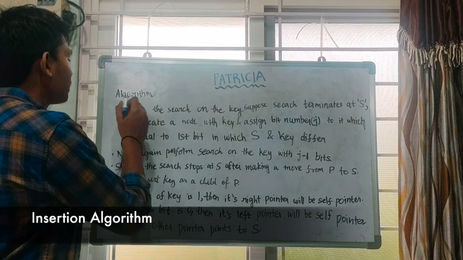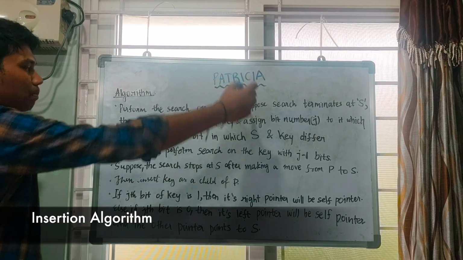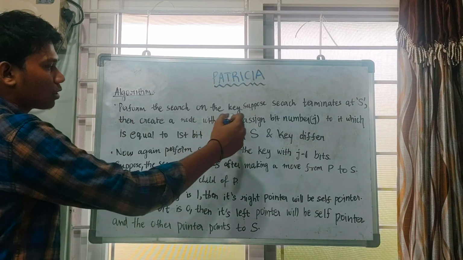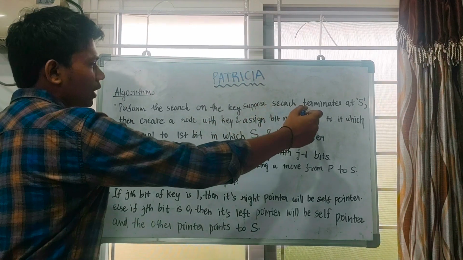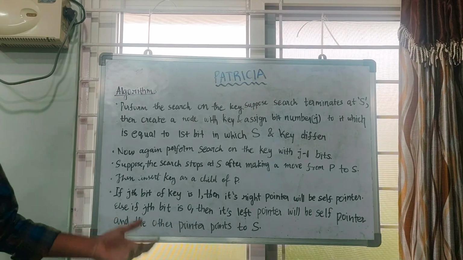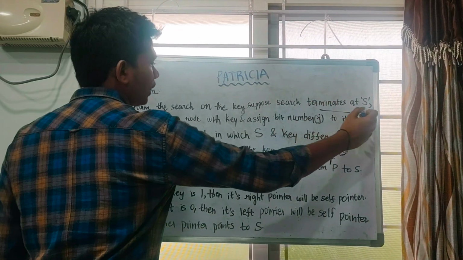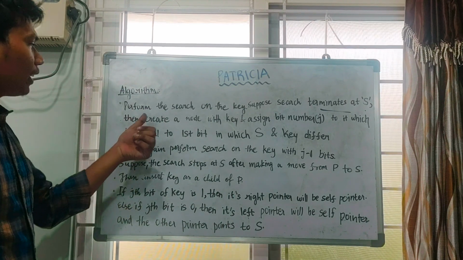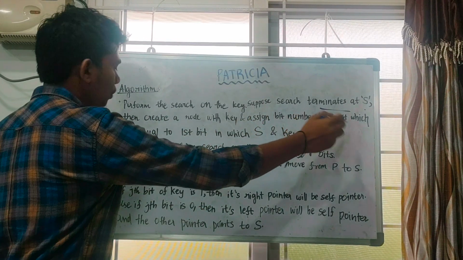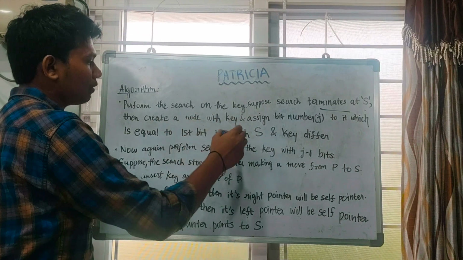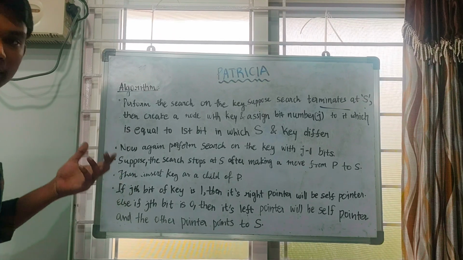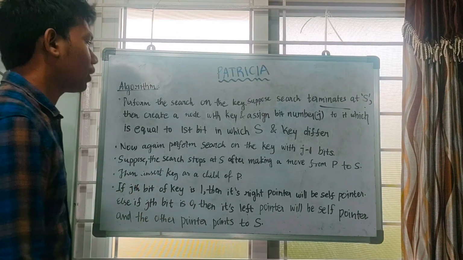Now I am going to discuss the algorithm for the insertion process in PATRICIA. So the first step is to perform the search on the key. Suppose the search terminates at S. So we are performing the search operation, and let us assume that the search terminated at S. Then create a node with the key, and assign a bit number to it, which is equal to the first bit in which S and the key differ. So this is called the bit number, and it is the most important thing in the algorithm.